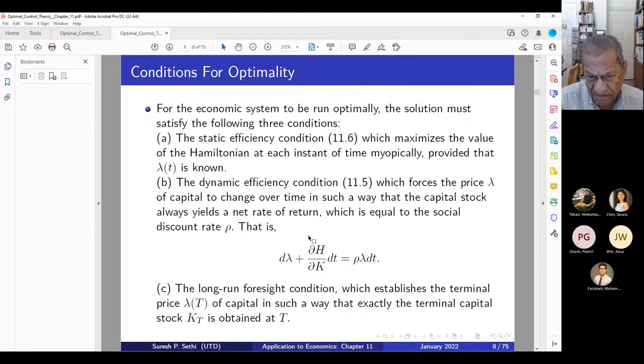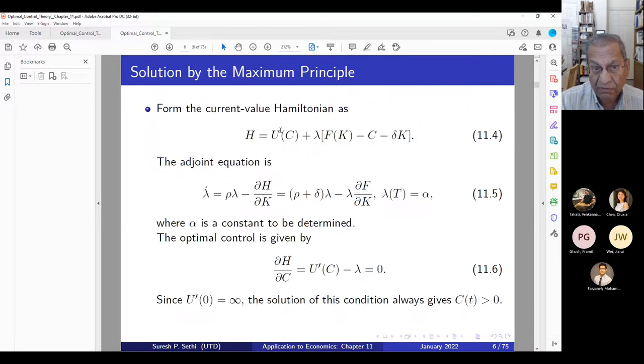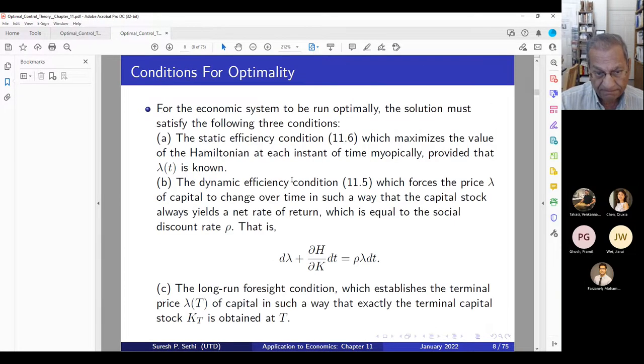Together they should be equal to rho lambda times dt. And that is exactly the lambda dot equation. You take this dt to the other side, you get lambda dot, and you get minus partial H over partial K. But because it's a current value Hamiltonian, it will be rho lambda minus partial H over partial K. Okay, lambda dot is equal to rho lambda minus partial H over partial K. So that's it. We are using the current value Hamiltonian now, as you can see here. There's no e to the minus rho t here.